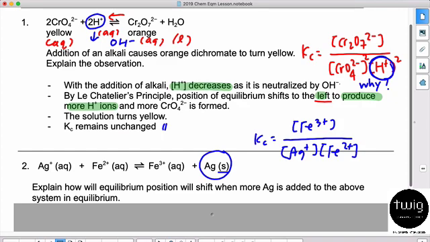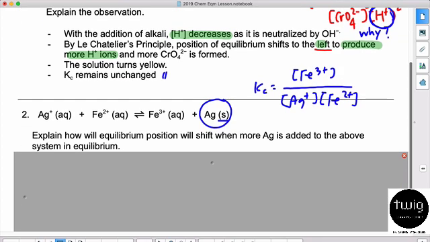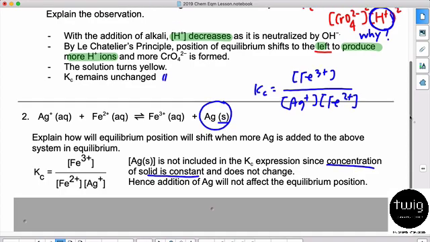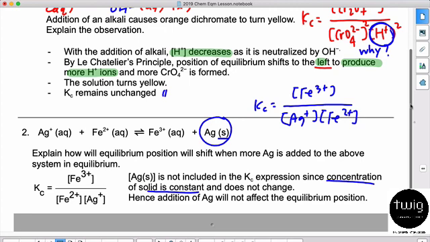Because nothing was affected. Yeah, no shift. It's a solid. Solid is not even inside here. So this is how you have to write it. The silver solid is not even in my Kc, not inside here. So since the concentration of a solid is always a constant and doesn't change, adding Ag will not affect the position of equilibrium. Because the silver is not even inside here, so you add it in and nothing changes. Unlike the first one, where the Kc still affected H plus, this one didn't affect anything.